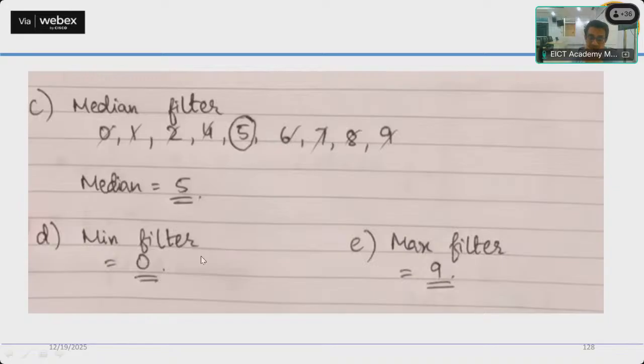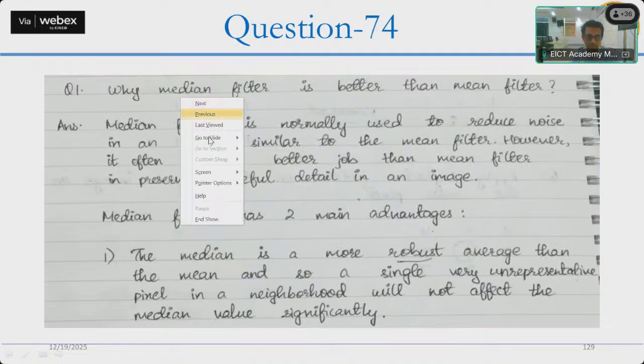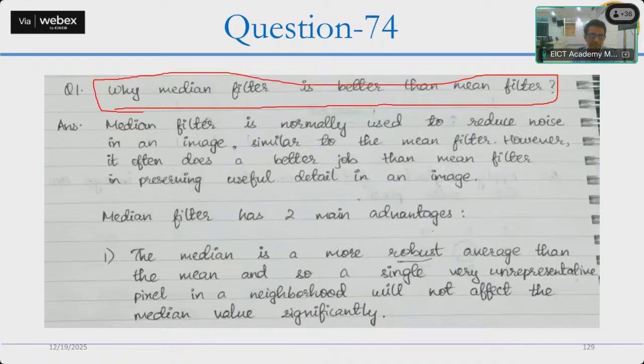Minimum filter, this is the minimum value, this is the maximum filter. So this is why the median filter is a very, very important question. Those people who give interviews, this is a very important thing. As I just discussed, it is very much better than the mean filter.